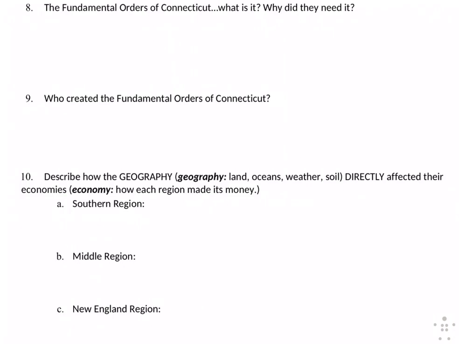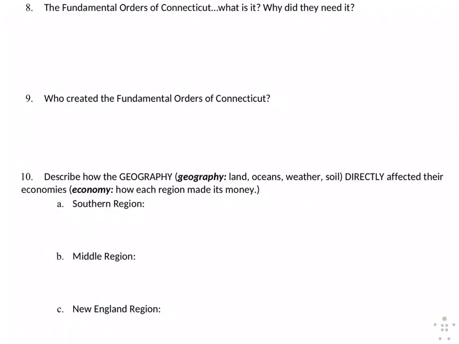B, middle colonies. Middle, automatically think it's in the middle, it's not too hot, it's not too cold, so it's moderate. Moderate climate, moderate growing seasons. It's perfect for still growing food crops, not necessarily cash crops. Yes, they had that, but they specifically were called the breadbasket for a reason. They were able to provide the colonies with their food. So middle colony, geography, moderate. They had food crops. So that's how they made their money.